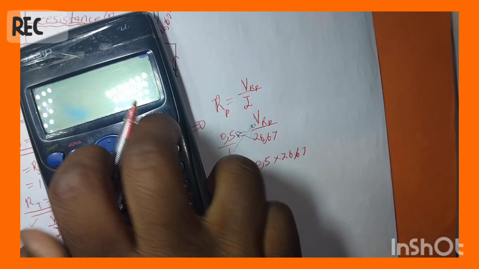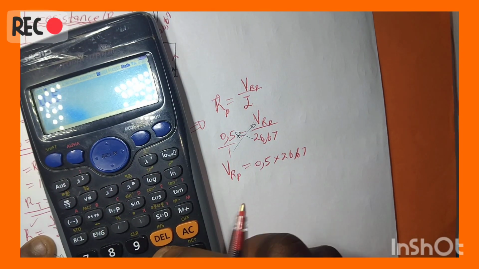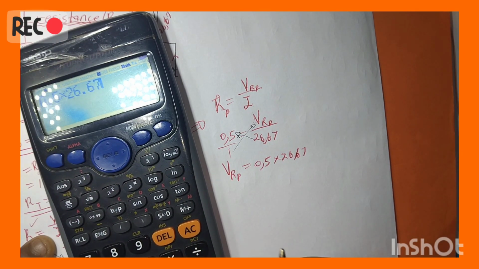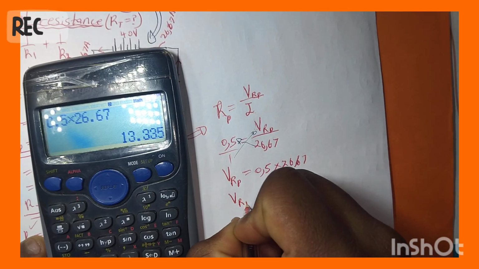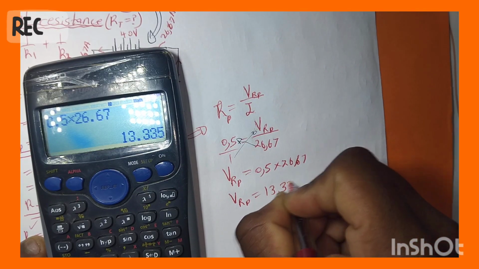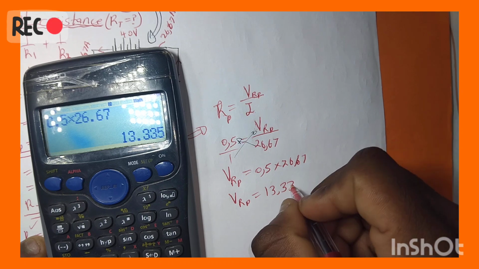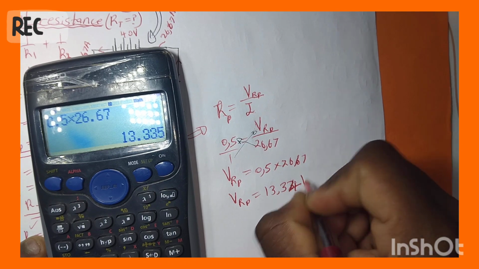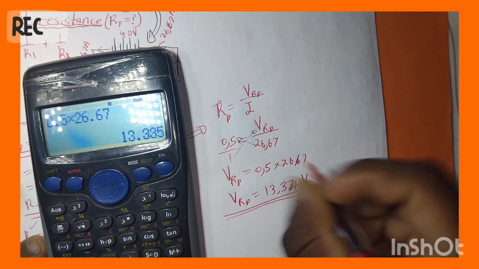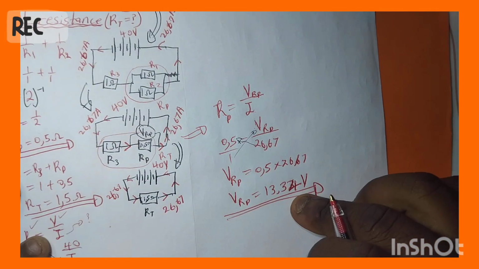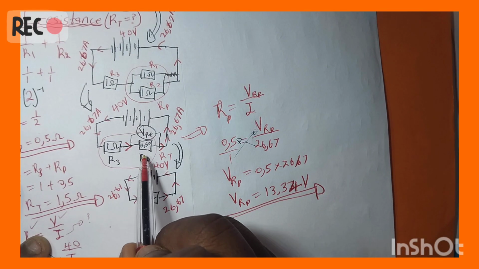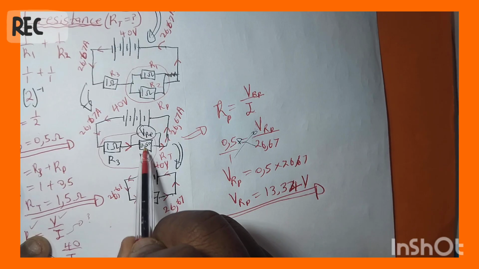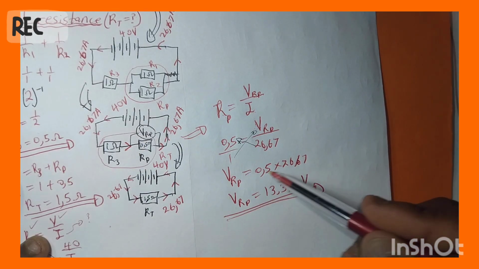Now you can punch your calculator, 0.5 multiplied by 26.67. Yeah, this is the answer that I got, which is 13.33. Okay, so this will be 4 volt. This voltage that I just got is the voltage across the parallel resistance. Parallel resistance, that is the voltage.